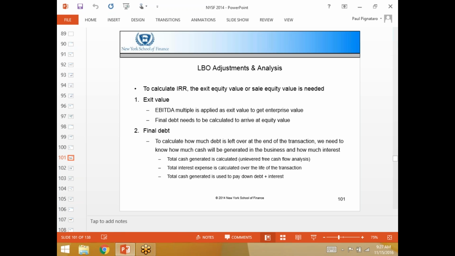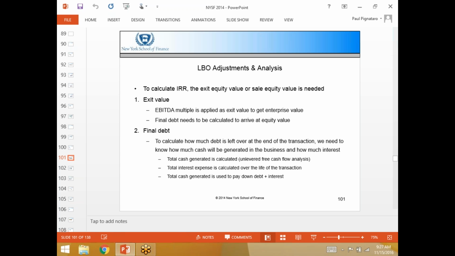So we calculate the total interest obligation incurred by the beginning debts times the rate, tax deductible, times number of years, and we subtract all that from the unlevered free cash flow. That gives us the final debt. Very simple. The exit minus the final debt is our return.